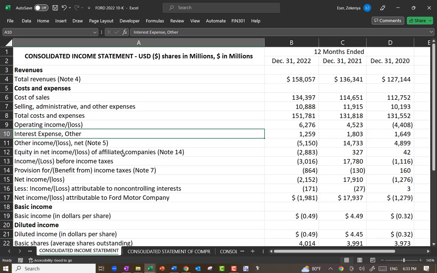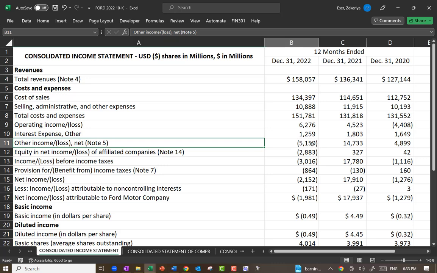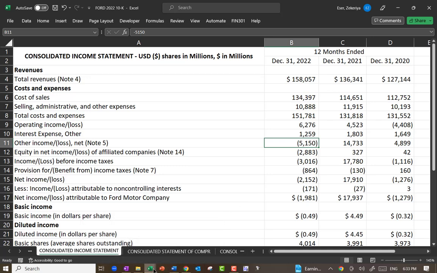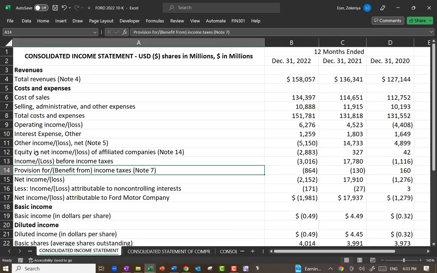Sometimes you have that other income loss. They tend to be kind of one-time items. To understand if they're important, that's $5 billion, so you need to look at the notes. I'm not going to do it, but you guys can.